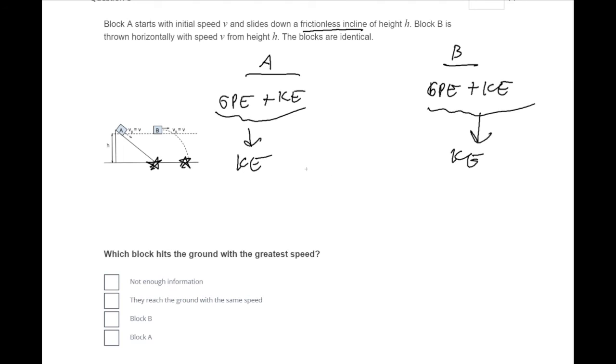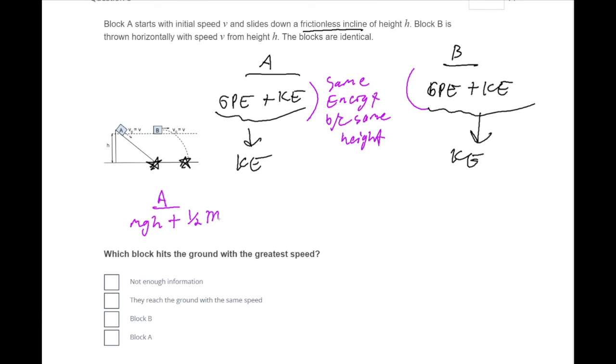Therefore, since both of these blocks are starting from the same height, they're both going to start with the same energy, and they're both going to end with the same energy, just like we said before. So really quickly, just showing that, let's say for block A, we have mass times gravity times height plus 1/2 mv squared, and we know that this is equal to our energy at the end, which is 1/2 mv final squared. Well, masses cancel out, we're just left with gh plus 1/2 v squared equals 1/2 vf squared.